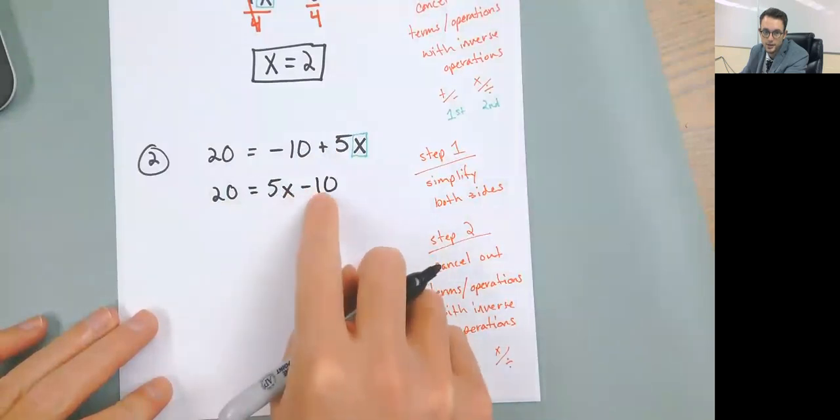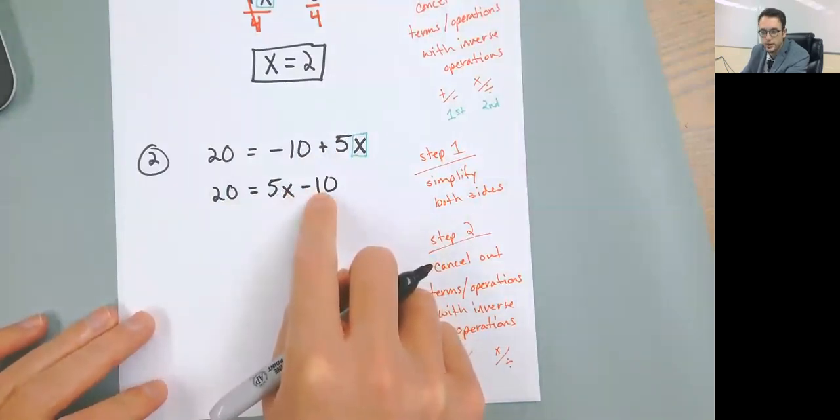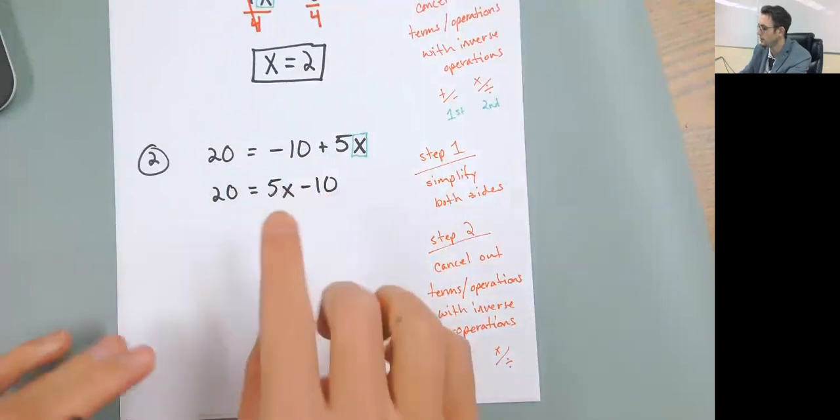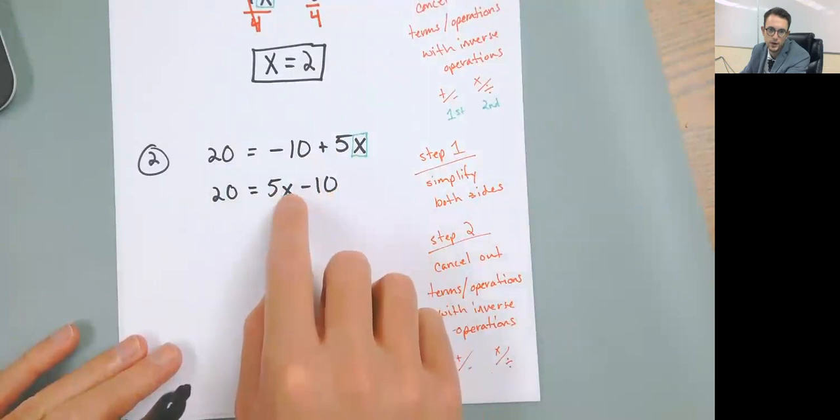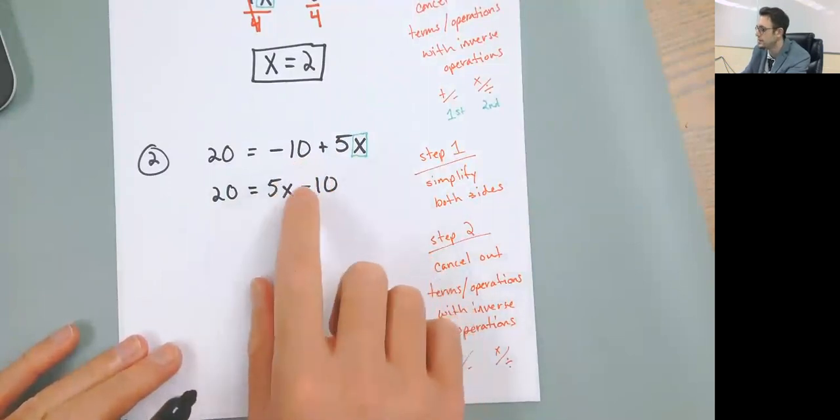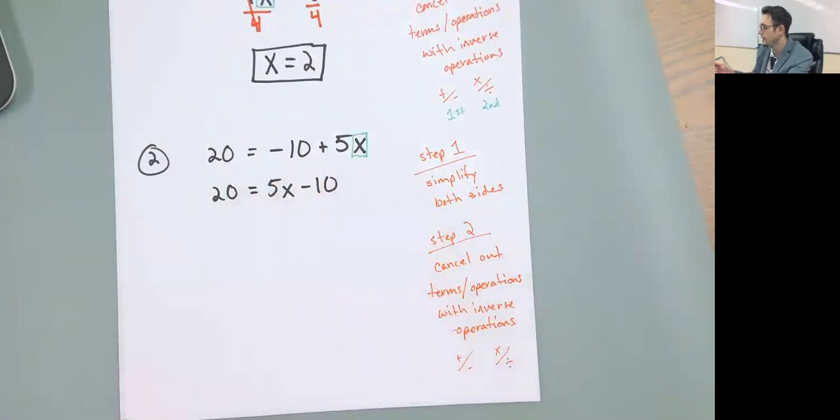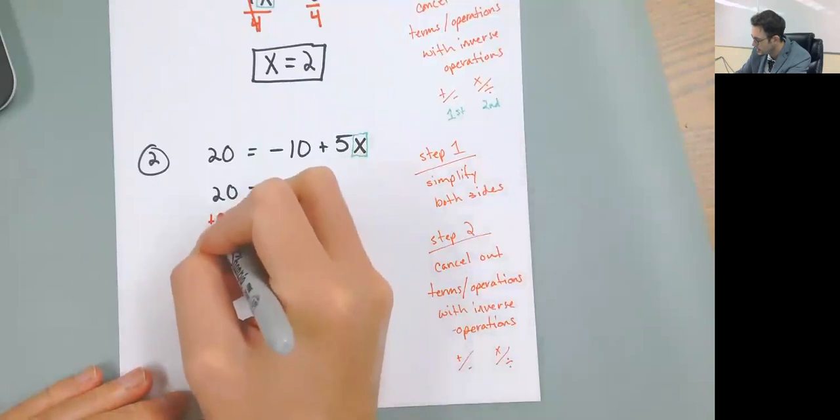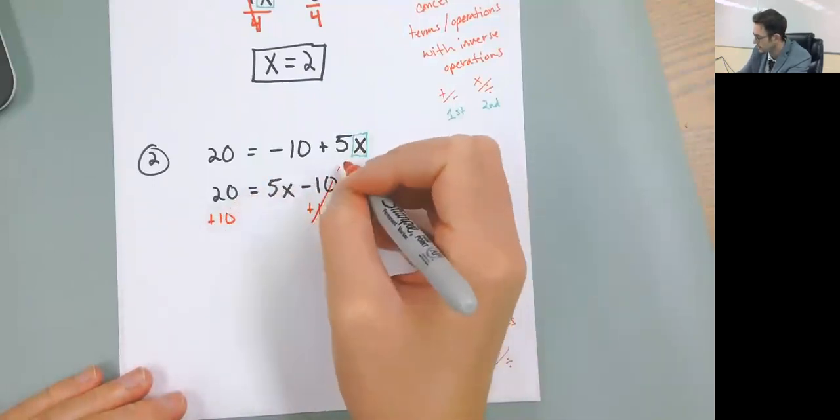Positive 5x minus 10. Remember, we watched the video, you've seen notes for simplifying expressions, variables come first. So I just moved it in front and now it makes more sense. So this is actually subtraction that I need to cancel out, and I need to cancel it out with addition. And when I do to one side, I do to the other side. That will cancel out.